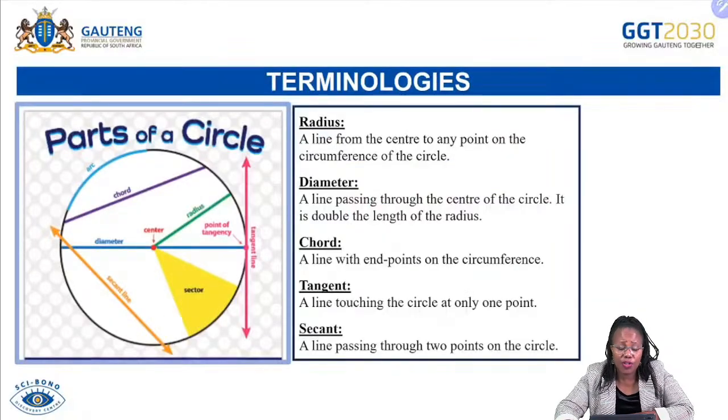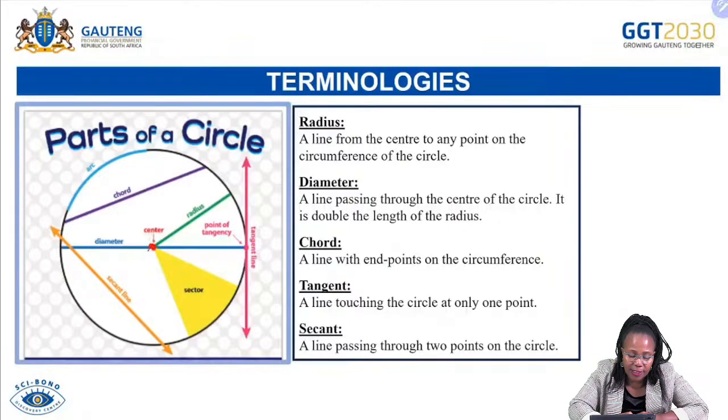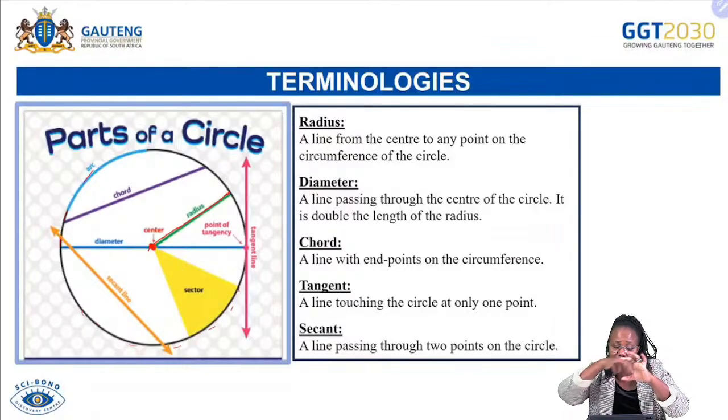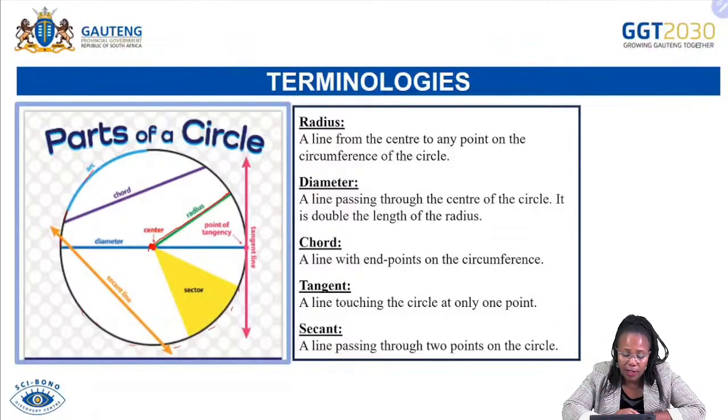Now the terminologies that we'll be using here, we are going to talk about the radius. A radius is a line from the center of a circle. This is the center, a dot. You'll be having a circle with a dot. That dot is indicating the center. And then a radius is a line from the center to the circumference. Circumference is this outer part of your circle here. That round part, you call it the circumference. The outer part of your circle is the circumference. So a radius is from the center to the circumference of the circle.